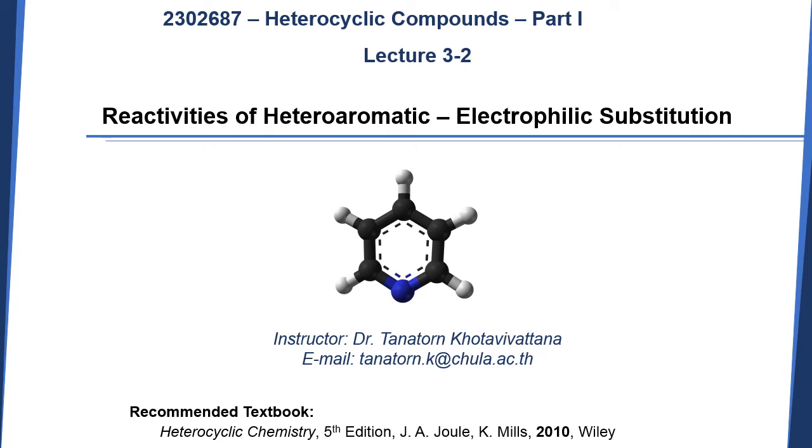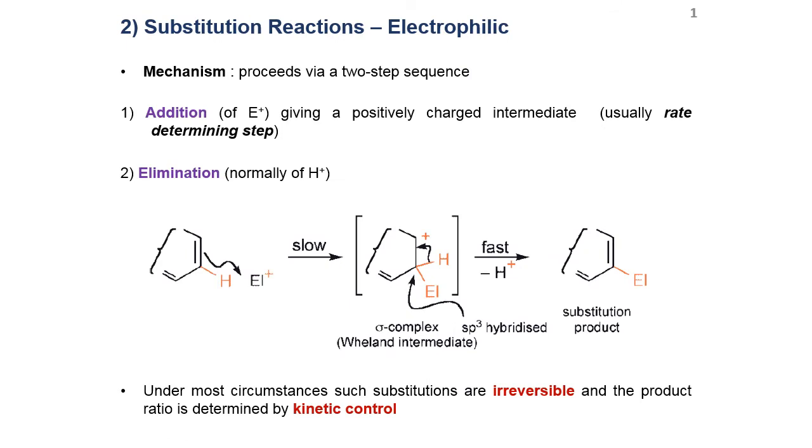The next reaction I would like to mention is the electrophilic substitution, which is by far the most important reaction in aromatic chemistry. The mechanism usually follows a two-step sequence, where the first reaction is the addition of electrophile, and your aromatic or heteroaromatic is the nucleophile, using the electrons from the pi system to attack electrophile.